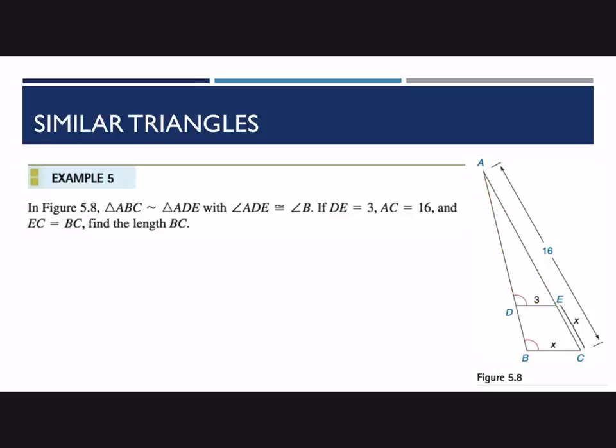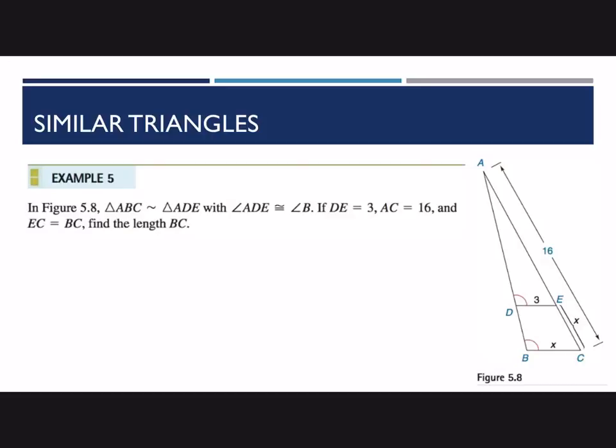A hint for you, if you're having trouble seeing these and seeing the proportions, maybe redraw the diagram with the similar triangles next to each other instead of nested inside of each other. Alright, and then they make this extra clear. Angle ADE is congruent to angle B. They didn't need to specify that since it's implied in the way that the vertices are ordered in the similarity statement. But now they've made it extra clear.